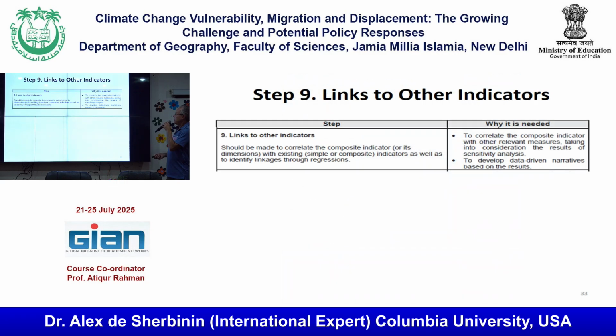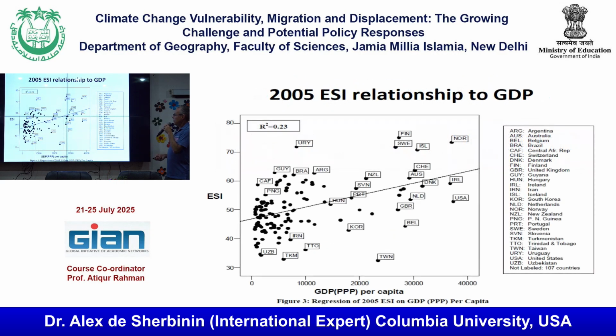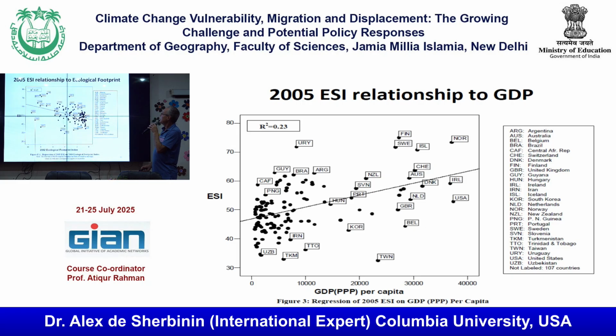And then finally, you might want to look at the links to other indicators such as GDP. So this is a correlation of the ESI, the earlier Environmental Sustainability Index, related to GDP. And again, you can see some countries are doing better than might be expected based on their GDP levels, and some are doing worse, like Taiwan, Turkmenistan, I guess that's Belarus. Even the US is doing more poorly than its GDP would suggest.